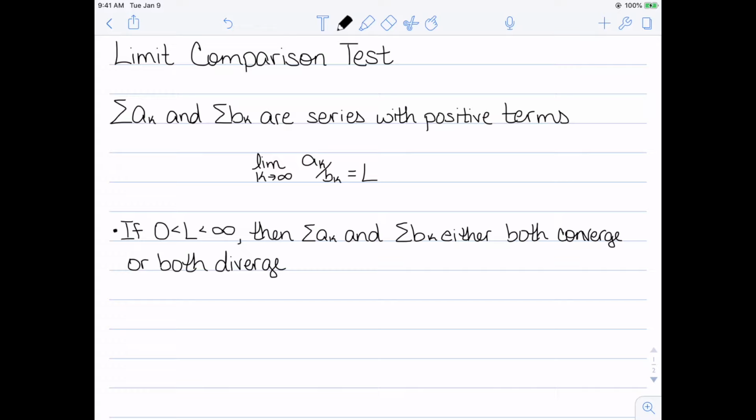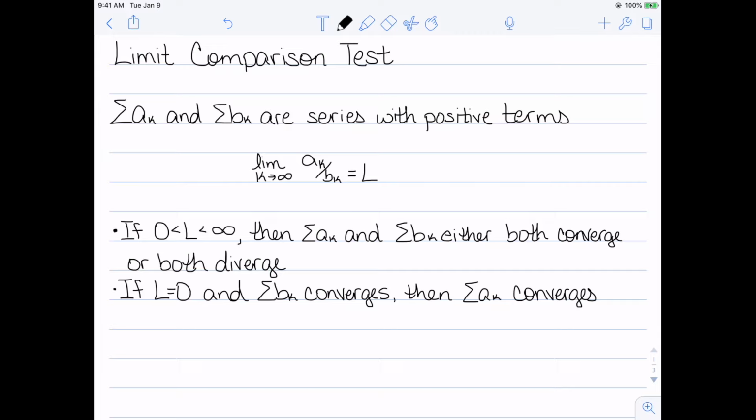The first one, if 0 is less than L is less than infinity. So this limit is a positive finite number. Then either both of my series converge or both of them diverge. So if I get a positive finite number here, and then I know something about b sub k, my comparison series, if the summation of b sub k converges, then I can say my other series converges, and if it diverges, I can say the other given series diverges.